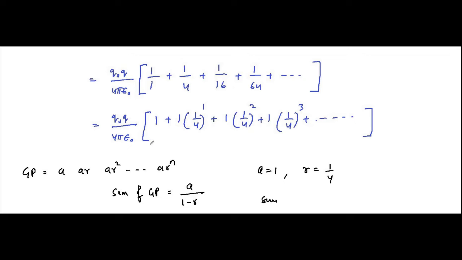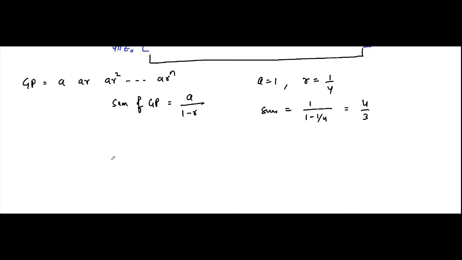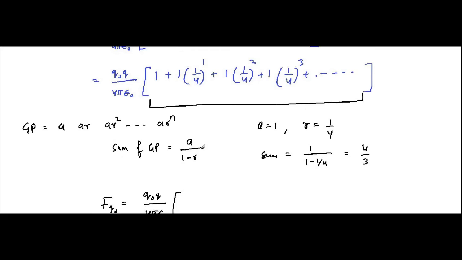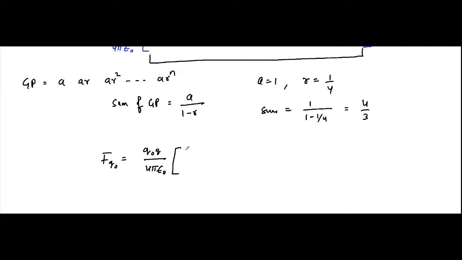The sum of these terms up to infinity will be equal to 1 by 1 minus 1 by 4, which is 1 by 3 by 4, which is equal to 4 by 3. So we'll simply substitute this value. The net force acting on charge Q0 is equal to Q0 Q by 4 pi epsilon 0 into 4 by 3. The sum is 4 by 3.